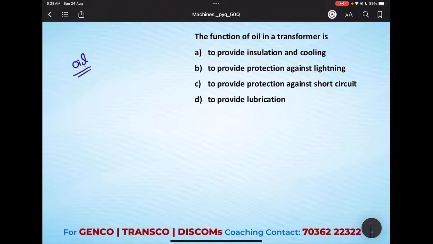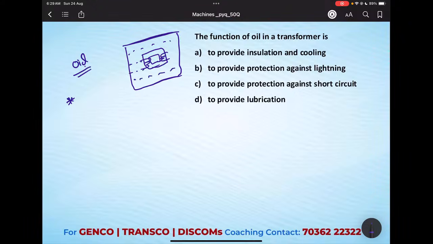Okay, purpose of oil. First thing is, let's see the simple diagram of a transformer. This is the main tank, and inside that we are keeping our windings. Core and windings will be there. This will be completely filled with oil. These are our insulators. This is the simple diagram of a transformer.